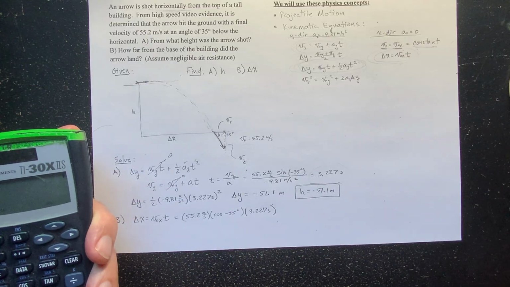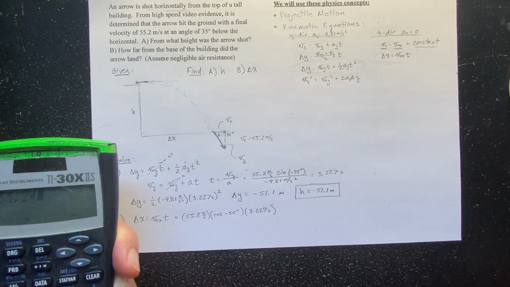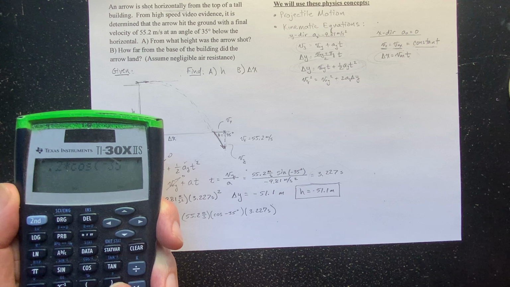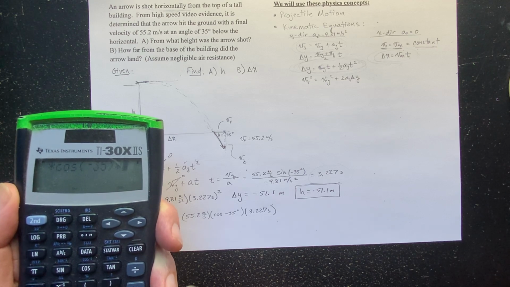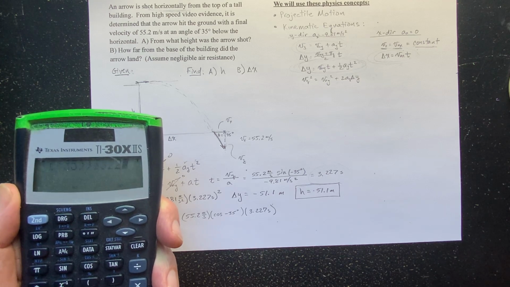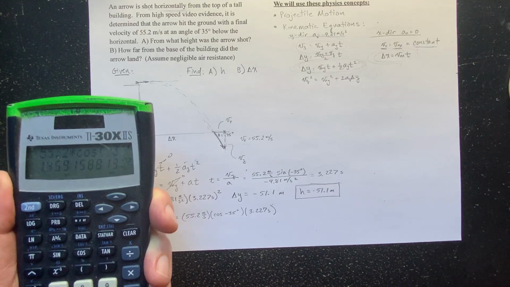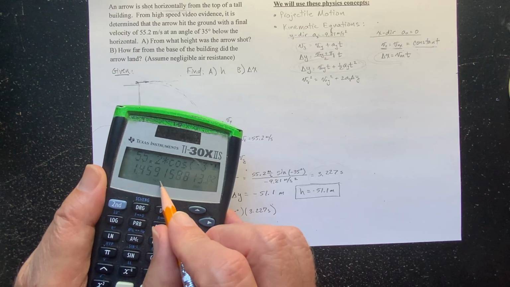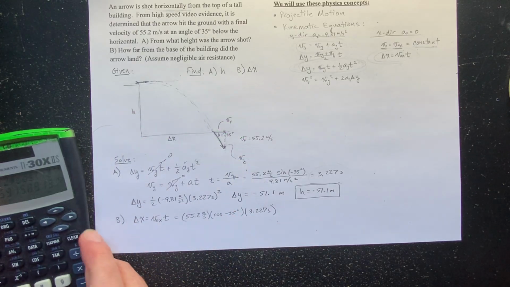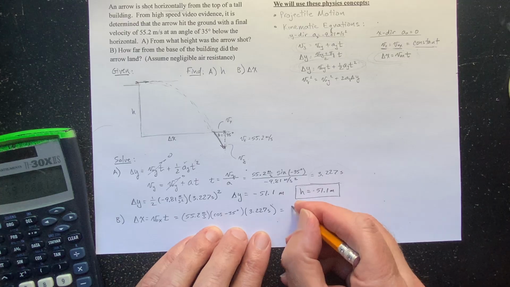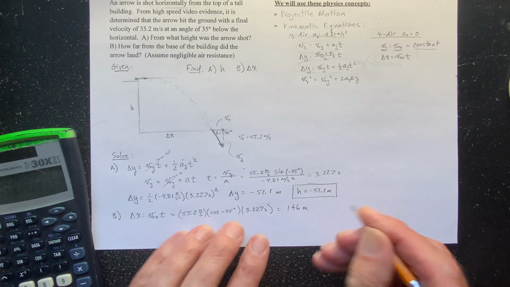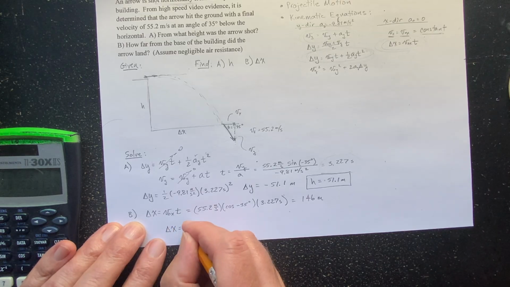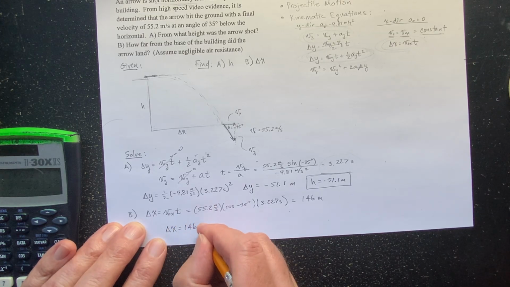So 55.2 times the cosine of negative 35 times the time of 3.227 seconds, and that gives me 145.9. We'll round that to 146 meters. We'll keep it to 3 significant figures. So the arrow will hit the ground 146 meters from the base of the building.